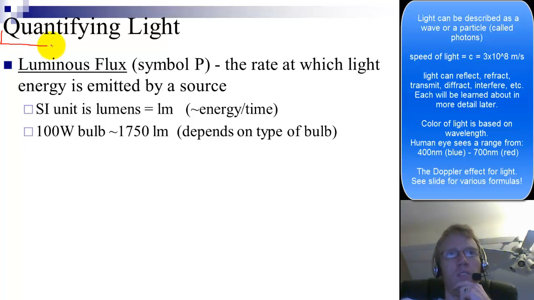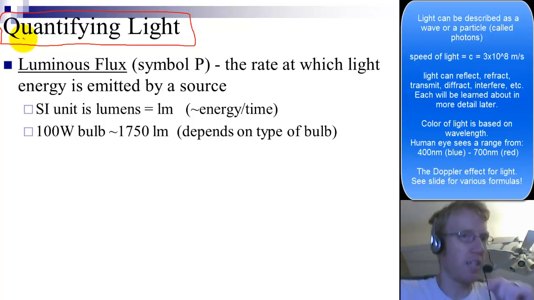Now we can start to quantify light and talk about numerical values and start some calculations. One second, someone just came to the door.